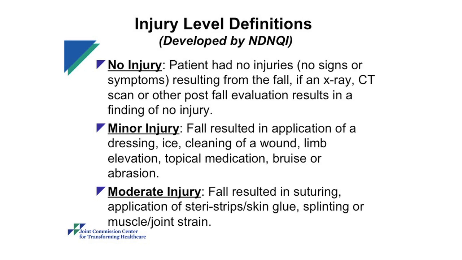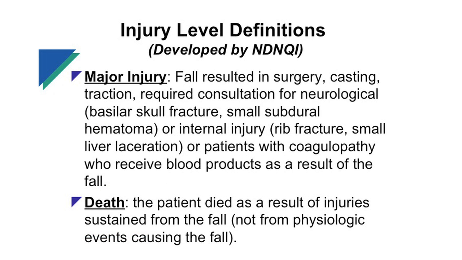The definition for moderate injury is a fall resulting in suturing, application of steri-strips, skin glue, splinting, or muscle joint strain. The definition for major injury is a fall resulting in surgery, casting, traction, required consultation for neurological, basilar skull fracture, small subdural hematoma, or internal injury, rib fracture, small liver laceration, or patients with coagulopathy who receive blood products as a result of the fall. The definition for death is that the patient died as a result of injuries sustained from the fall, not from physiologic events causing the fall.